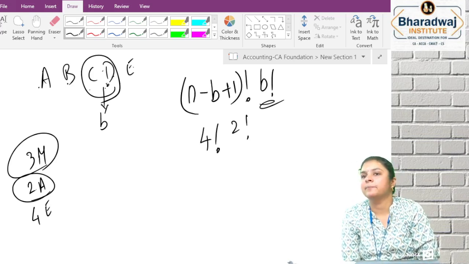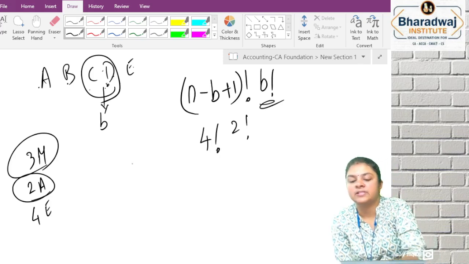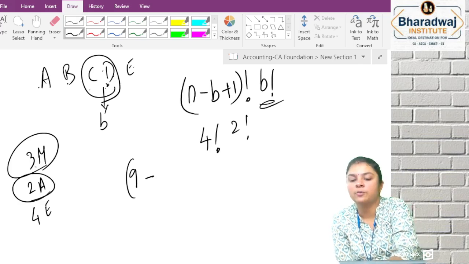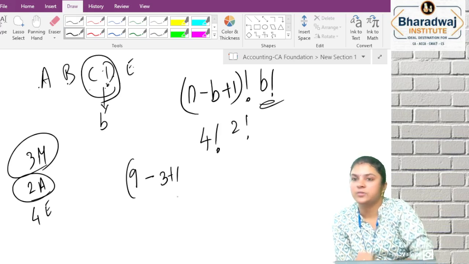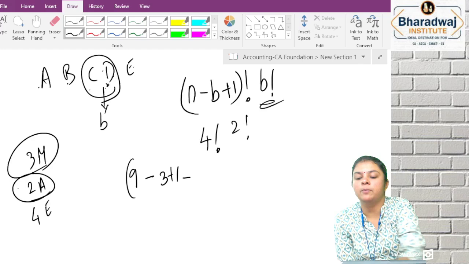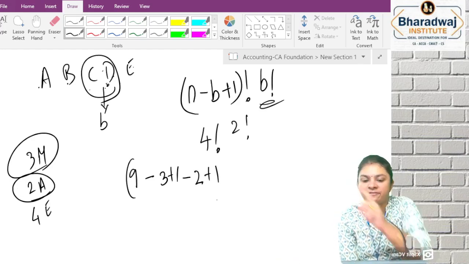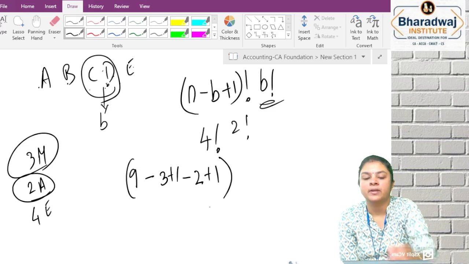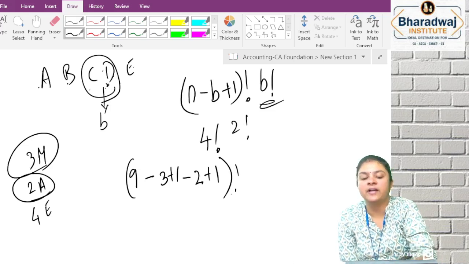If it is like that, then what will we do? First, block rule. Totally what is n? 3 plus 2, 5, 5 plus 4, 9. Minus, let's take block 1. Block 1 is how much? 3 plus 1. Repeat the same process for block 2. For block 2, how much? Minus 2 plus 1. For every block, 1 plus 1 will be added. Remember that. Then this factorial is done.